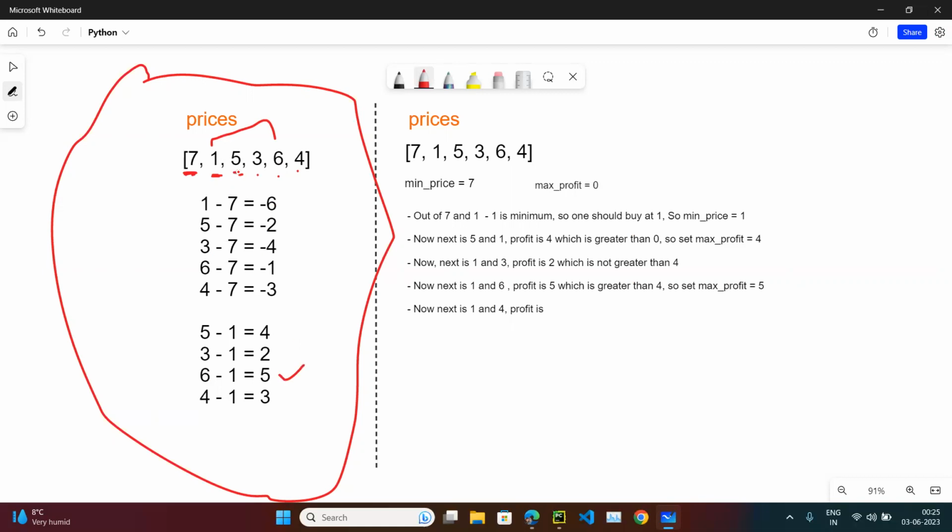Then we will try the next one. If we purchase at 5 and sell at 3, the profit is minus 2. If I sell at 6, the profit is 1. If I sell at 4, the profit is minus 1. So here the profit is 1, but the maximum is 5.